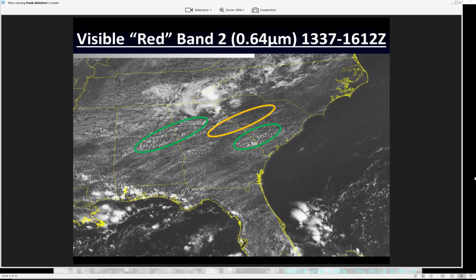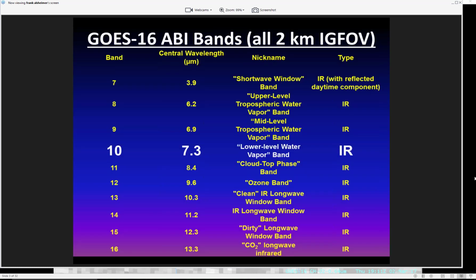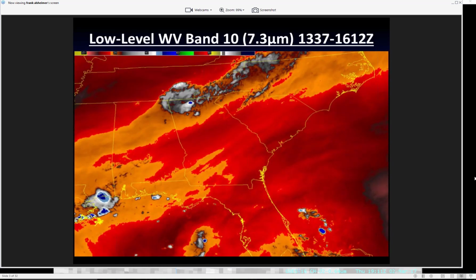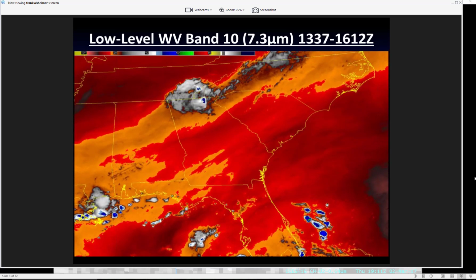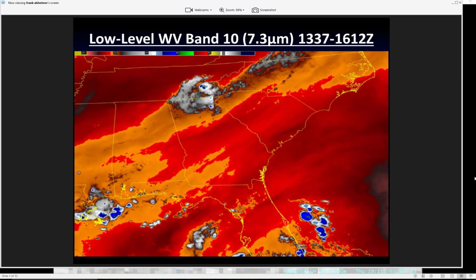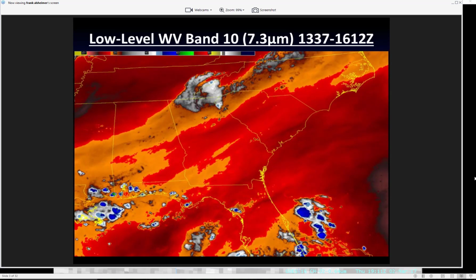So let's start looking at a couple of these other bands that might help us determine better what exactly is going on. One of the new bands with GOES-16, and one of my favorite bands, is the low-level water vapor band. It's band 10, 7.3 microns. It helps to show you an idea of the potential water vapor in the lower parts of the atmosphere, lower than we were able to see in previous GOES series.